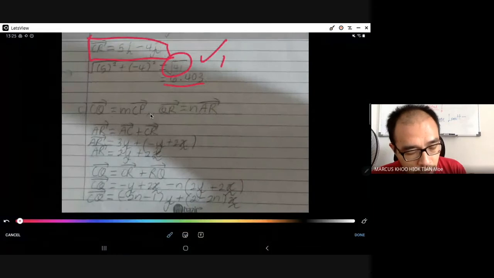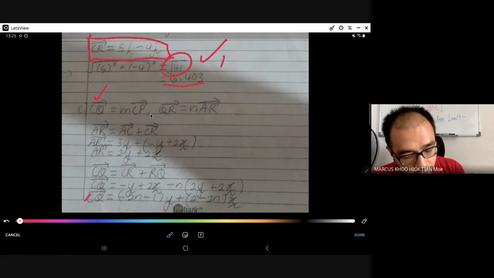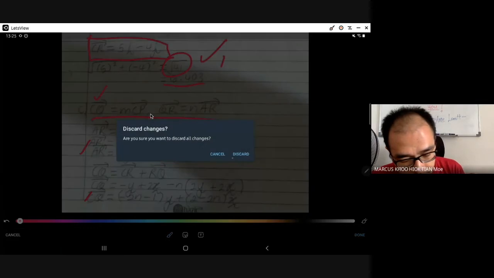So the first thing that you need to do is you need to find CQ lah. So you find CQ over here, then you find AR over here, then you substitute everything inside because you have CP, you have QR. Okay, so when you substitute everything inside, is there another page to this?